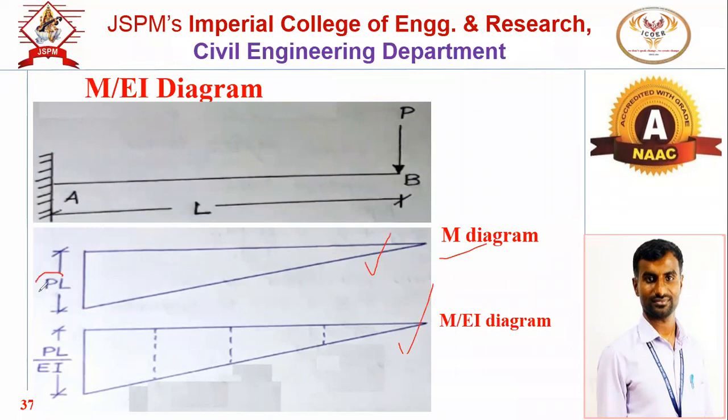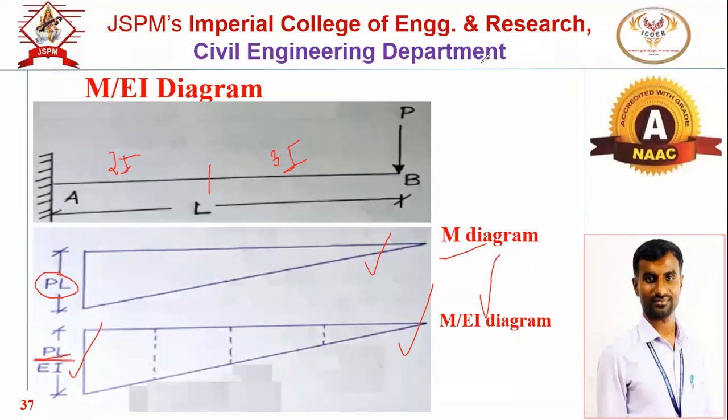So this bending moment will be PL divided by EI. So what we have to perform? Bending moment divided by EI only, as EI is constant. Suppose for some portion the cross section is different, and for some portion the cross section is different. In that case, the nature of your M by EI diagram will vary. That we'll discuss in the next slide.